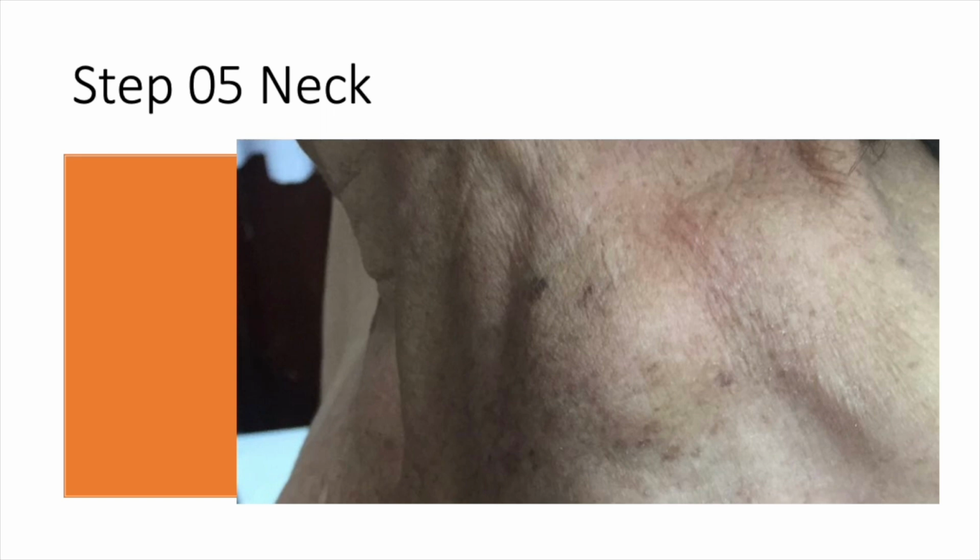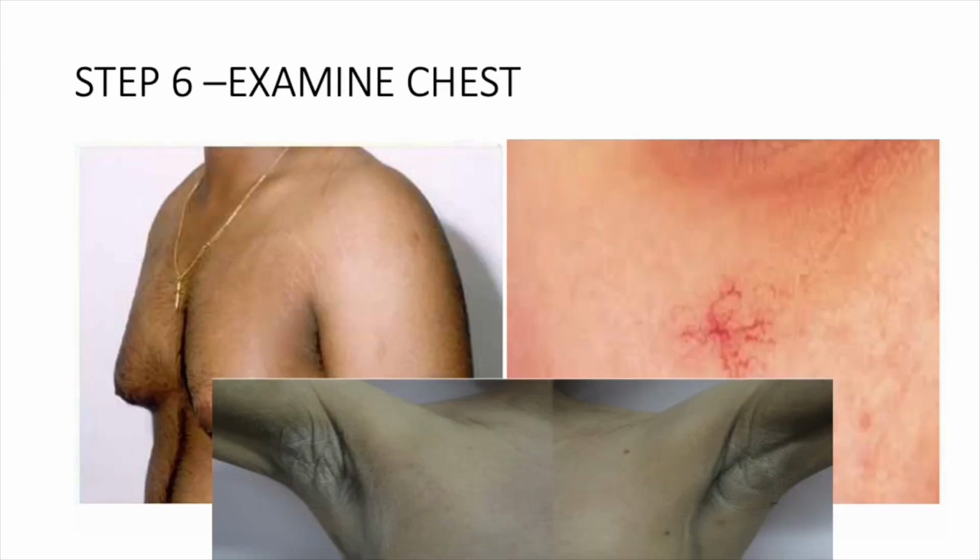Now you look at the neck. In the neck, we are mainly interested in lymphadenopathy, especially the left supraclavicular lymph node. If it is enlarged, it is called Virchow's node, and the sign is called Troisier's sign. So specifically look at the left supraclavicular lymph node, and the presence of it suggests infradiaphragmatic malignancy, especially carcinoma stomach.